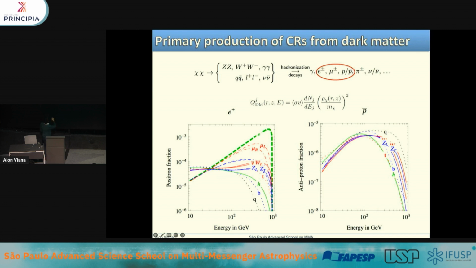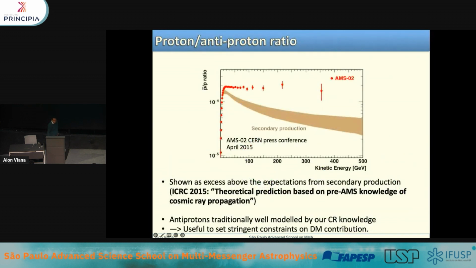So I'm mentioning fractions here, antiproton and positron, for a very specific reason, because AMS actually detected an anomaly in the positron fraction and antiproton fraction. This is for proton and antiproton. You can see that what is observed here by AMS is much higher than what we expect from what we call secondary production in the galaxy.